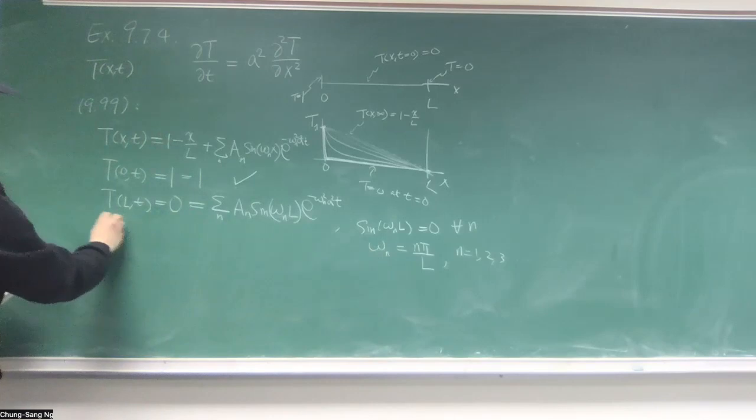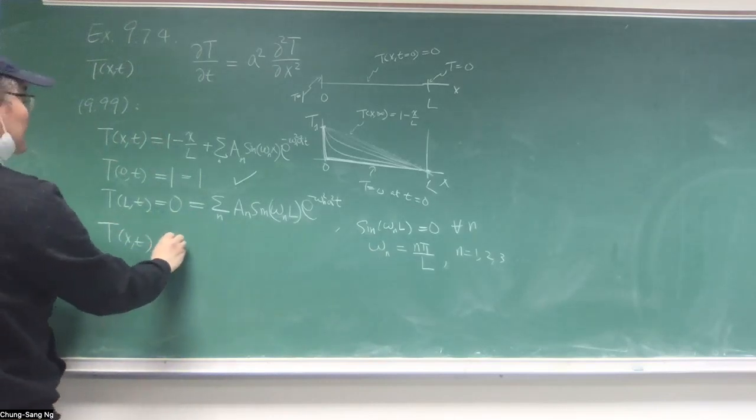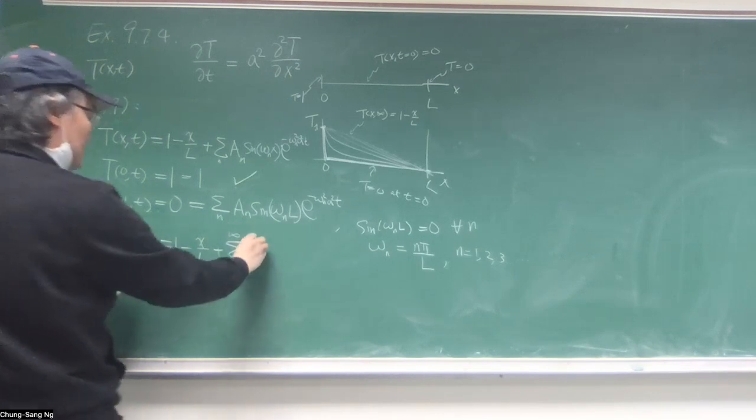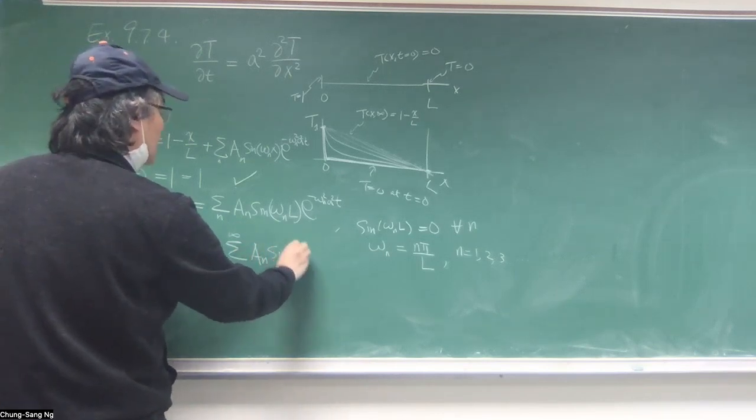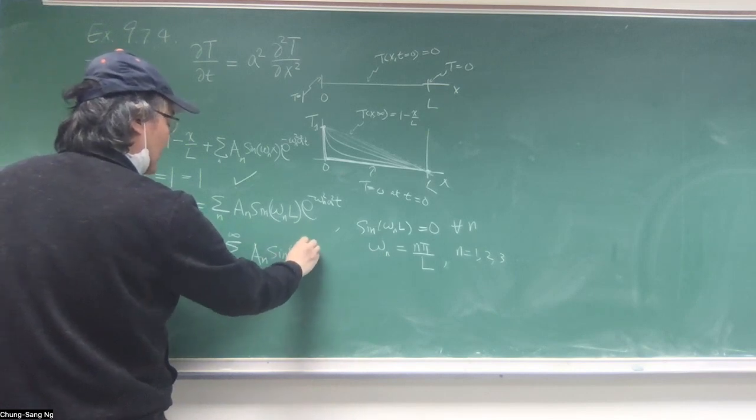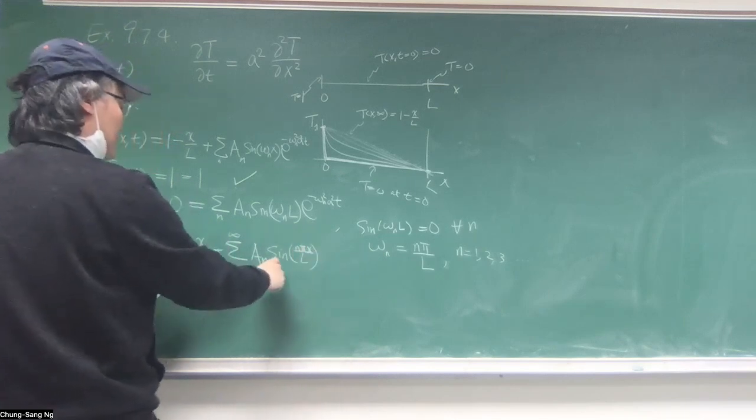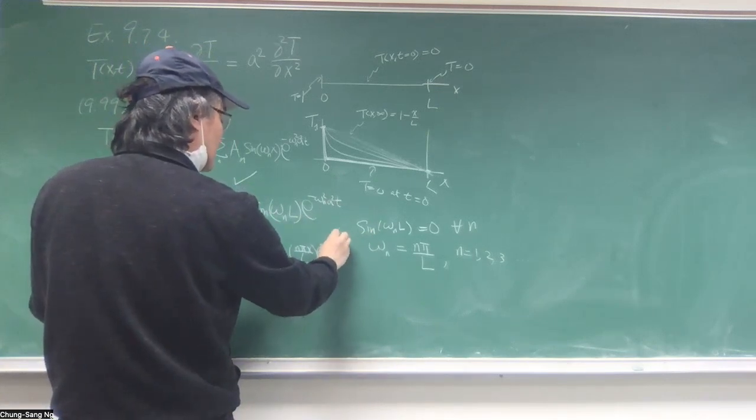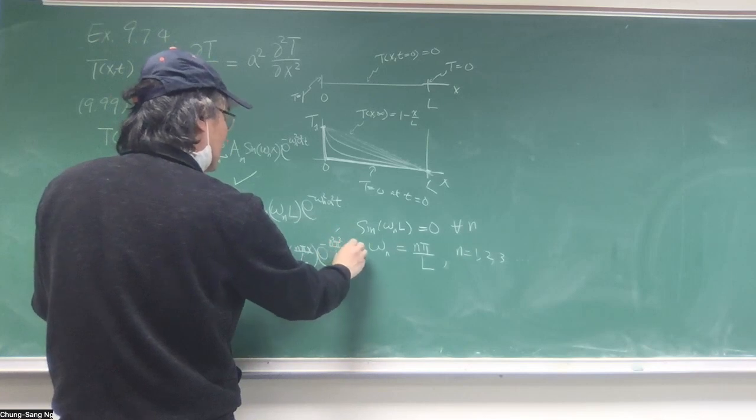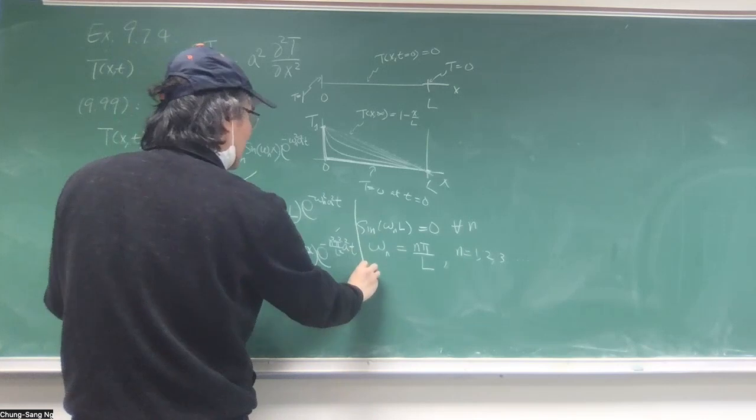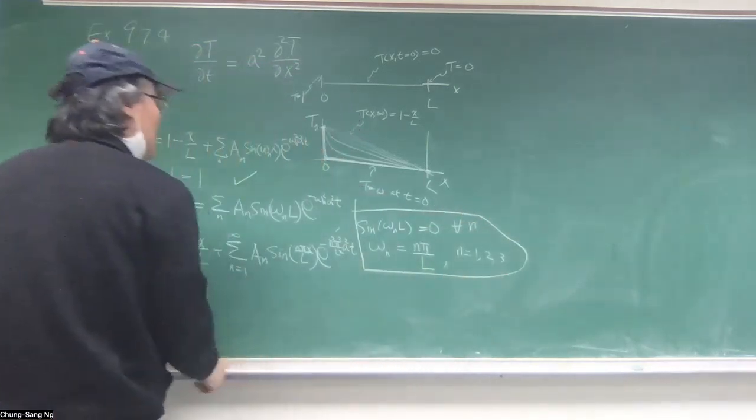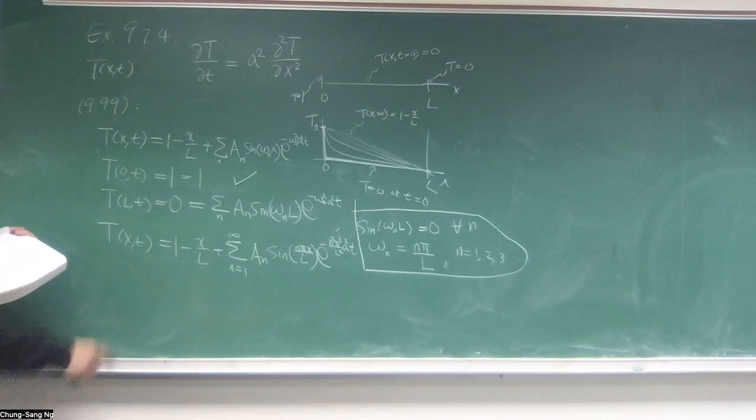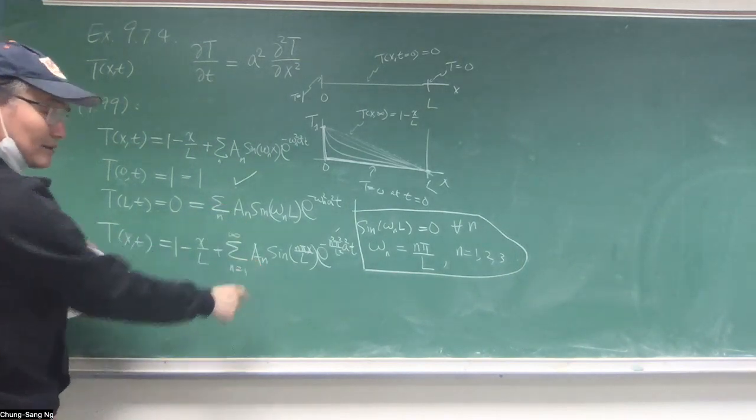Okay, so once we fix that, we can rewrite the solution. Now n is fixed from 1 to infinity, so a sub n, and omega sub n becomes n pi over L. We fix the omega sub n in the exponential function, which becomes minus n squared pi squared over L squared, times a squared t. Okay, so that is the form of the temperature.